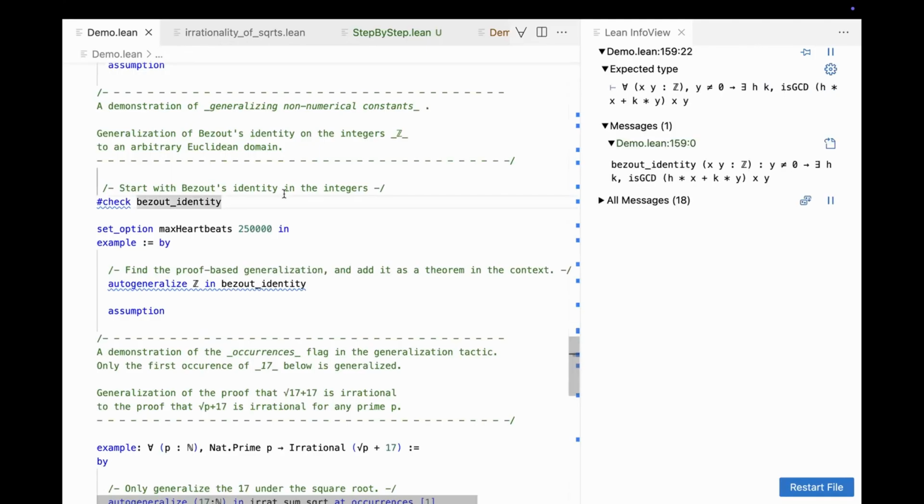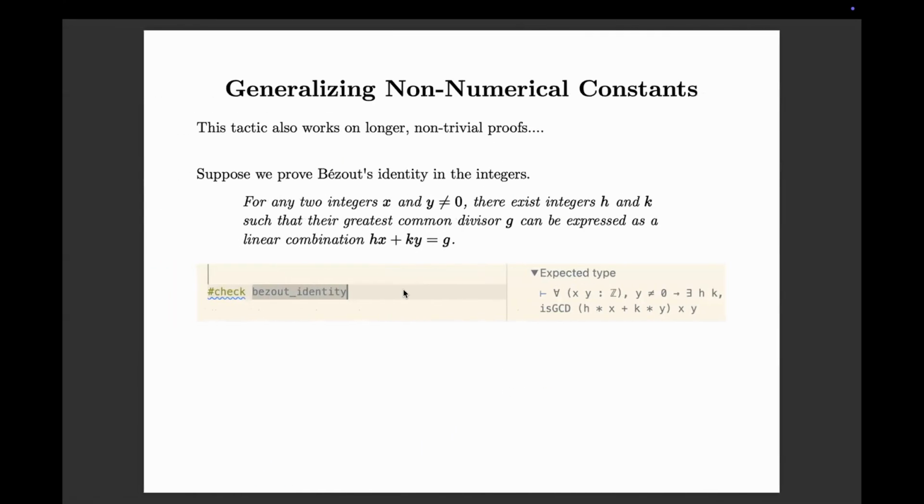We can also look at a bigger, longer example, a bigger proof. Suppose we prove Bezout's identity in the integers. And again, this is the way you'd expect to prove it. Just to state Bezout's identity: if you have any 2 integers, x and y not equal to 0, then there are integers h and k such that their greatest common divisor g can be expressed as a linear combination hx plus ky equals g.